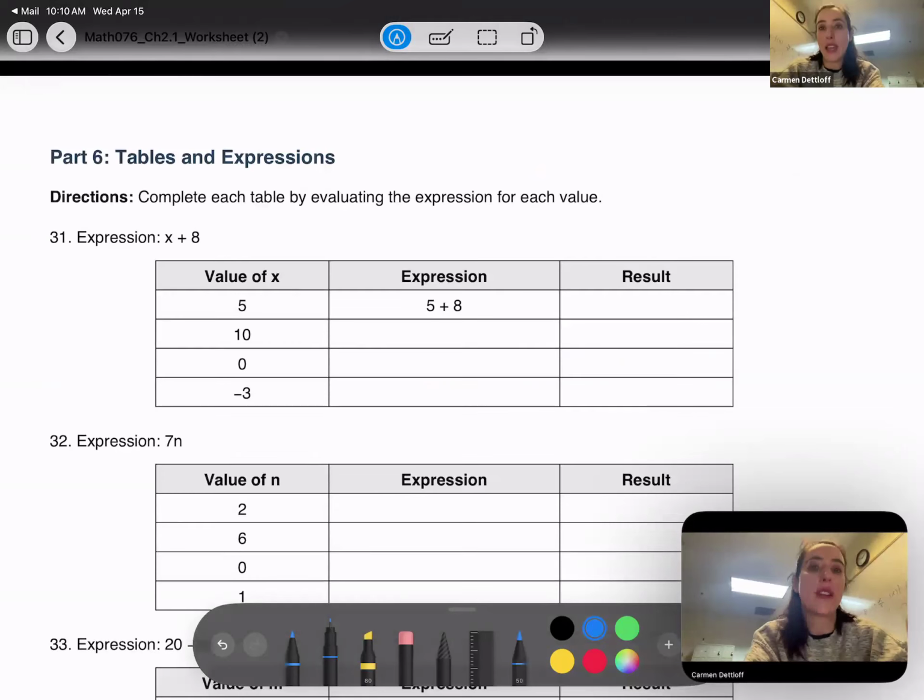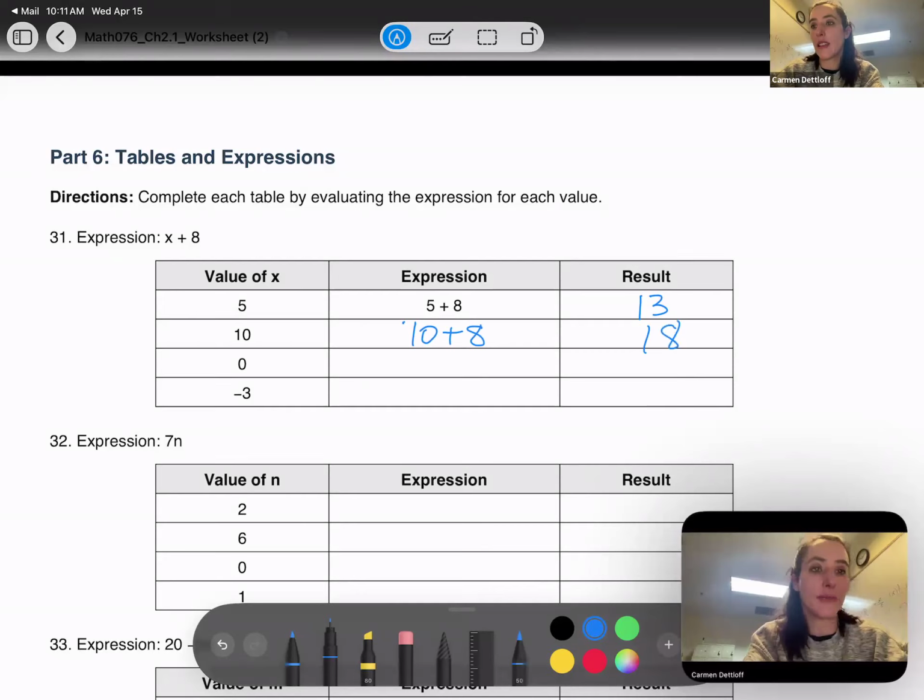Okay, so I've got x plus 8. Everywhere I see x, I'm going to replace it with my value of x. So I've got 5 plus 8 for my value of 5, and my result is 13. Now I've got 10, so I'm going to replace x with 10, plus 8. And I get 10 plus 8 is 18.